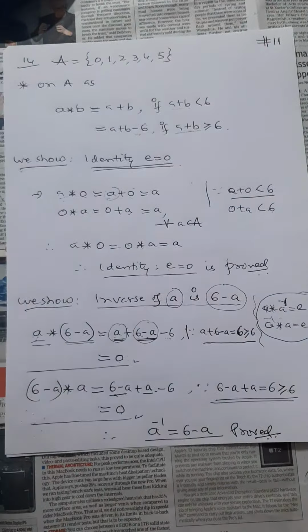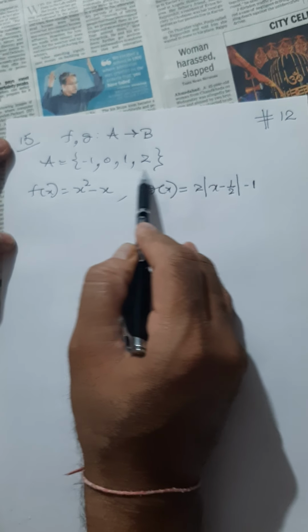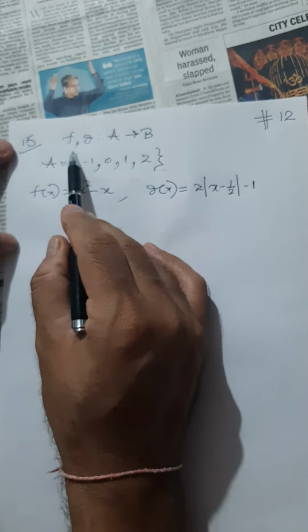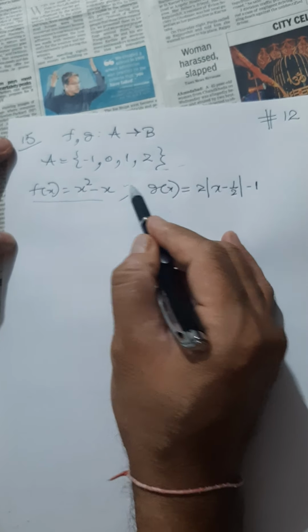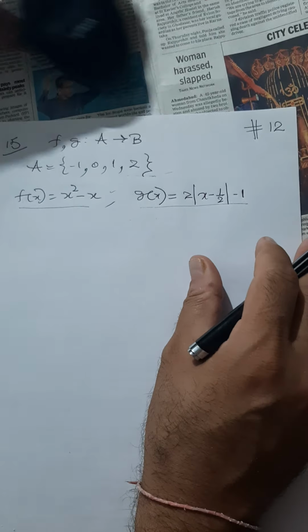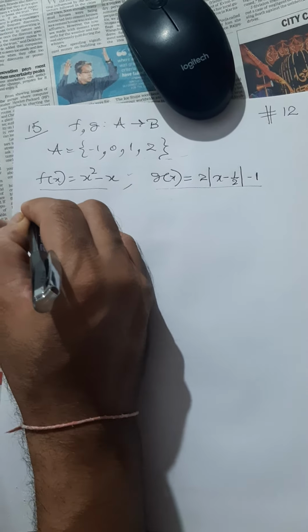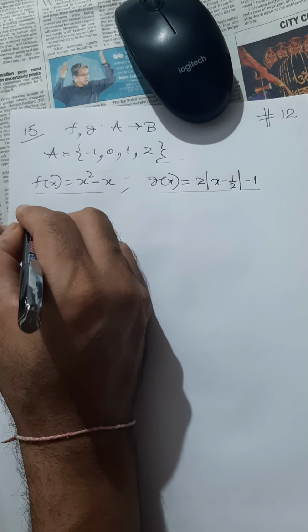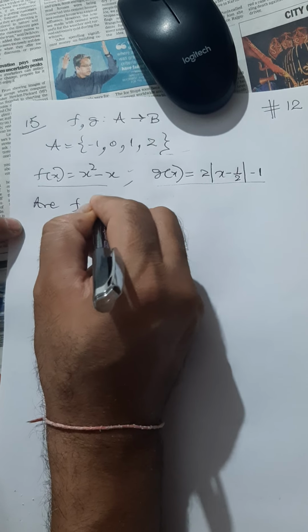Question number 15. You are given two functions f and g from A to B. The domain of the functions is this. The formula for function f is this, and the formula for function g is this. The question is to see whether these two functions are equal or not. Is f equal to g? This is the question.